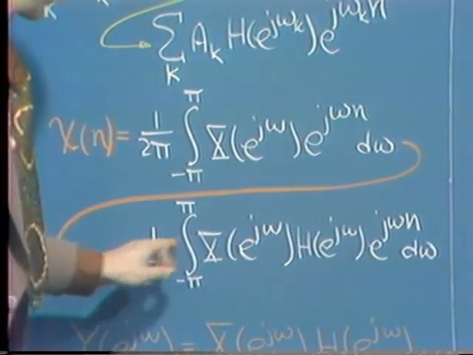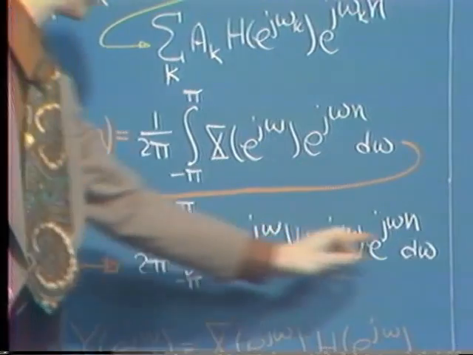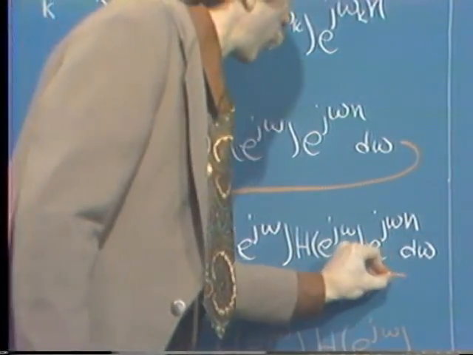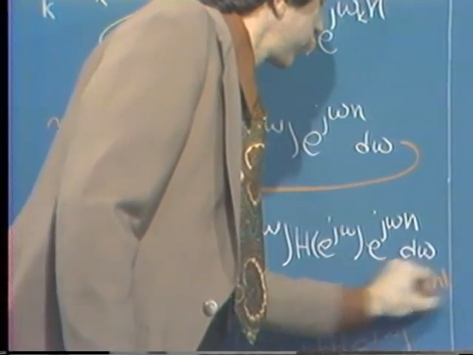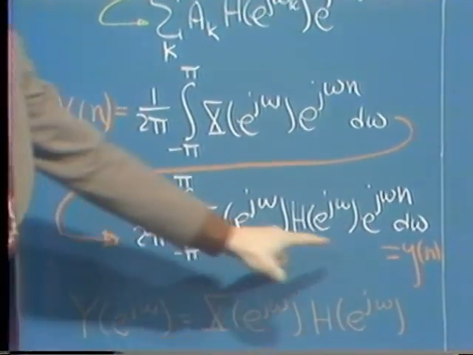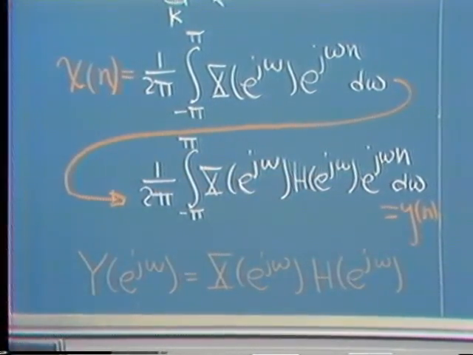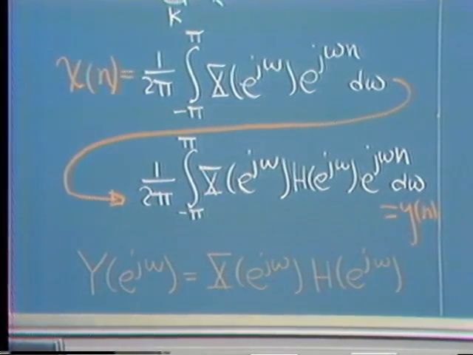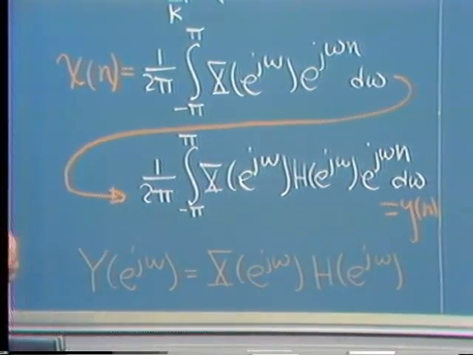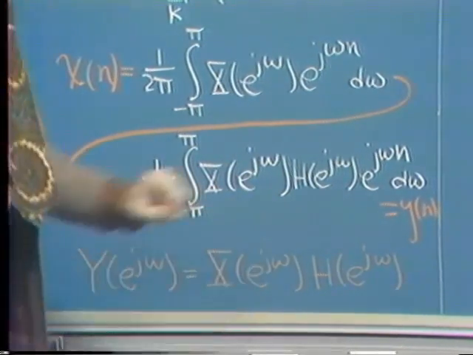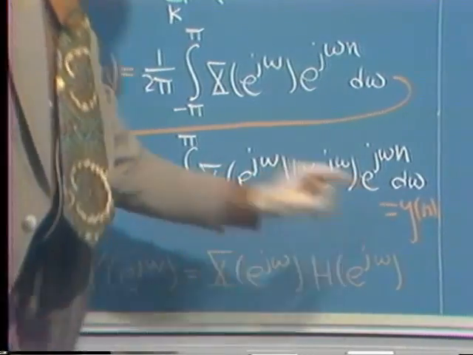Well, this, of course, is the expression for the output. We put in x[n]. We know that we're getting out y[n]. So obviously, this then must be the Fourier transform of the output of the system. So what this says is that the Fourier transform of the output, Y(e^{j omega}), has to be this. It has to be X(e^{j omega}) times H(e^{j omega}).